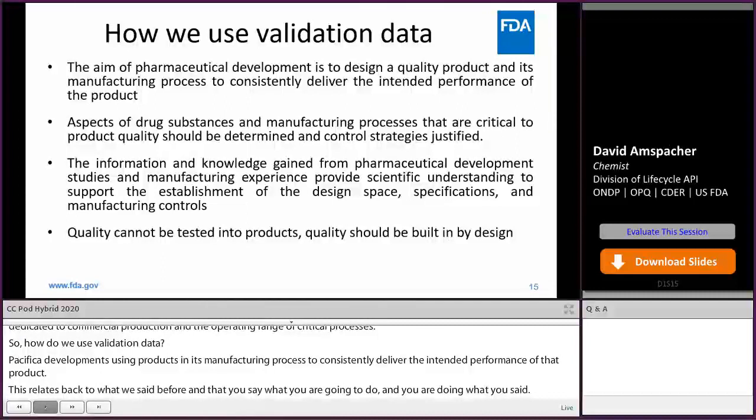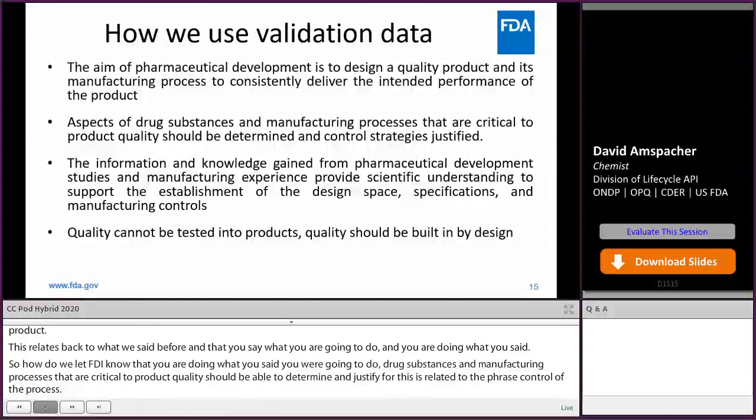This is related to the phrase control of the process. You have to run experiments, and you have to know what is going to happen if you deviate from your process, and you provide that to us as a justification. If the temperature of the recrystallization of X goes above Y, impurity Z will be formed, so we have a test for that in this intermediate.